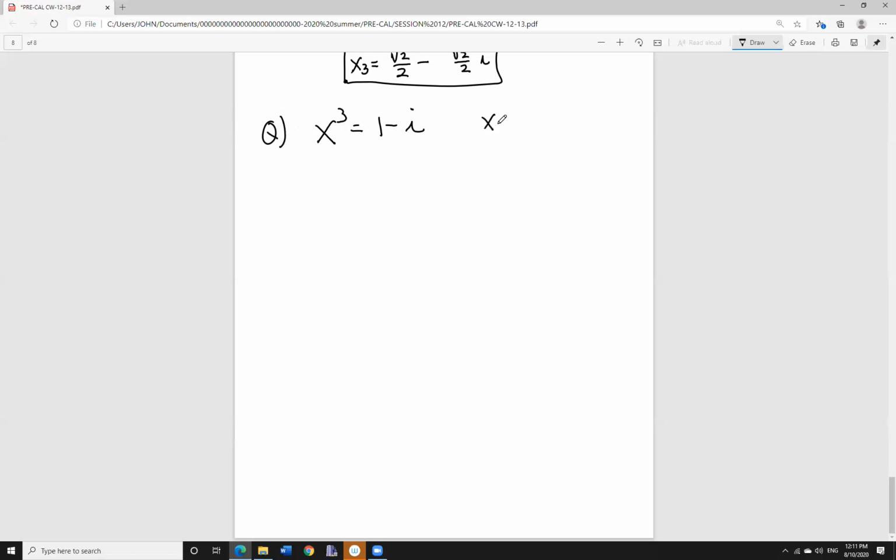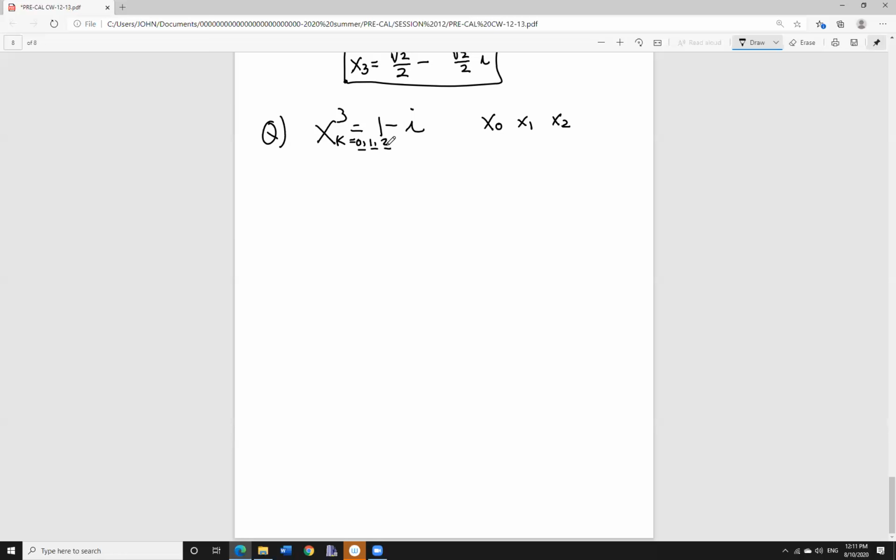The roots we can express as x0, x1, x2, right? We can use k. It doesn't matter because there are 3 roots. So k is 0, k is 1, k is 2. 3 roots: 1, 2, 3. That's all.